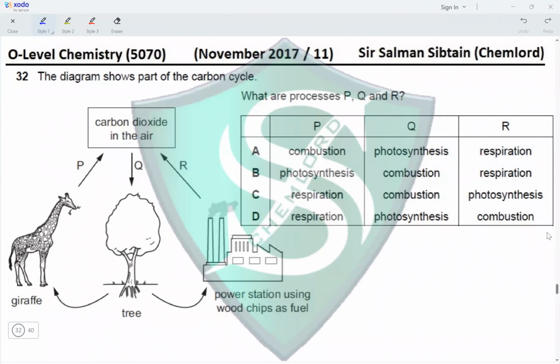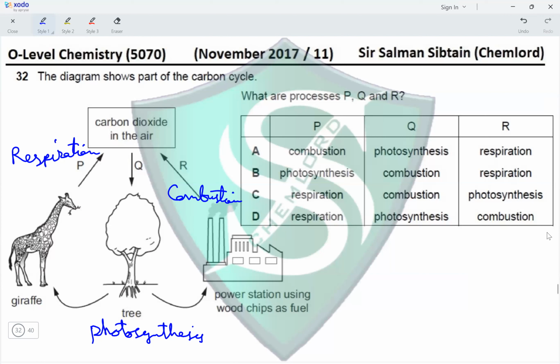Question 32. The diagram shows part of the carbon cycle. So a giraffe is releasing carbon dioxide. That means it is respiring. Then carbon dioxide is being consumed by a tree. That means the tree is photosynthesizing. And then a power station using wood chips as fuel is releasing carbon dioxide. That means combustion of fuel is taking place.